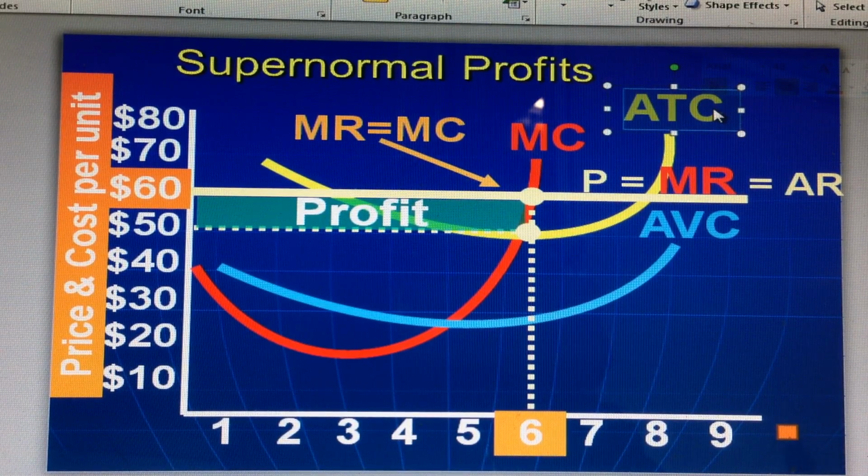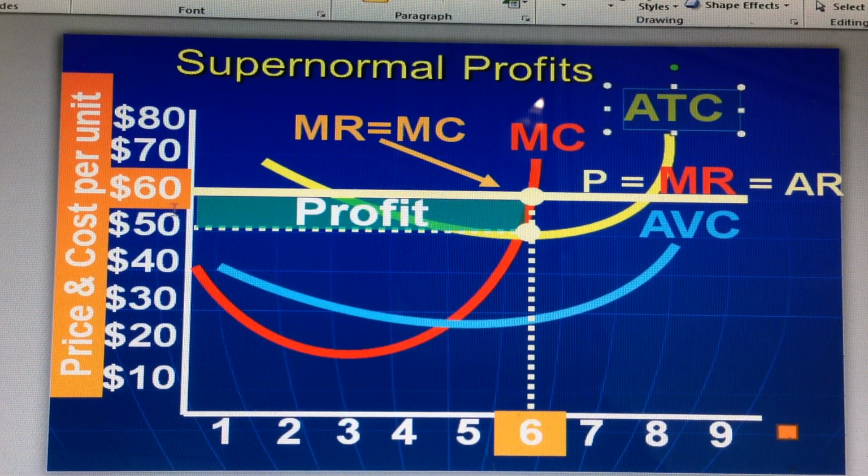Average total cost. But how many are you producing? I'm producing 6. So I'm looking at this point. From here, you draw a line down. When it touches the ATC, this is the total revenue part. Alright? So how to shade the supernormal profit? It will be this side. This part. Because the quantity is the same.